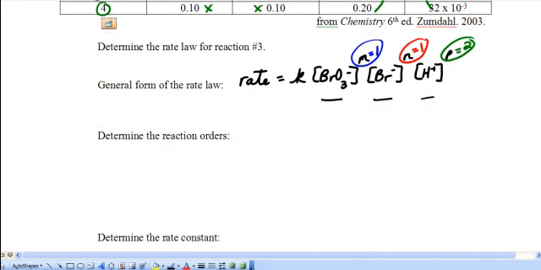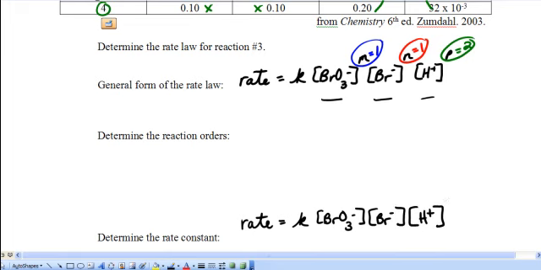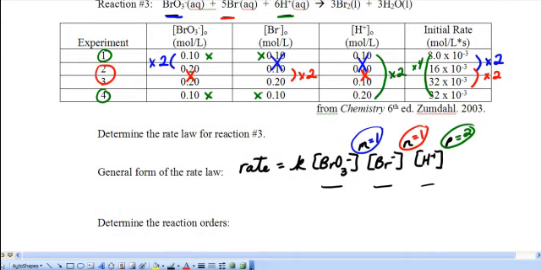So now when we write this reaction out, we can say that the rate, I'm going to write it down here. We've already determined the reaction orders up above. The rate is going to equal some rate constant K times the bromate times the bromide times the hydrogen squared, because it's second order with respect to the hydrogen. And now to determine the rate constant K, you simply need to pick an experiment, plug in all the data, and then solve for K.